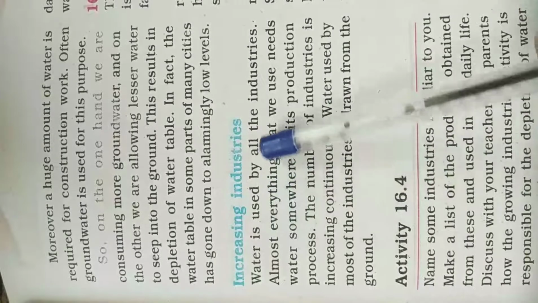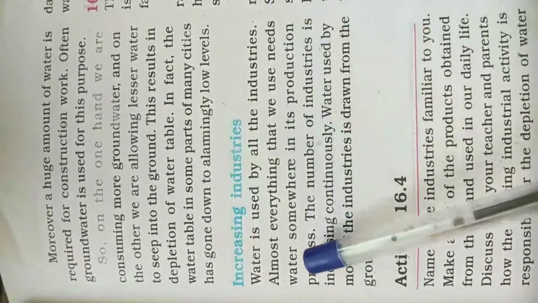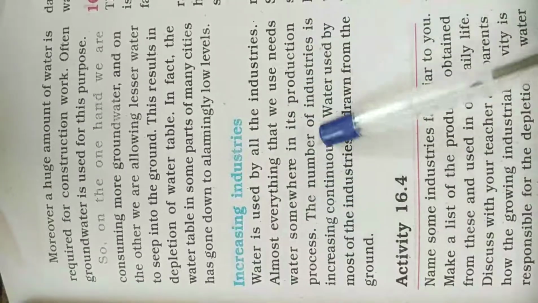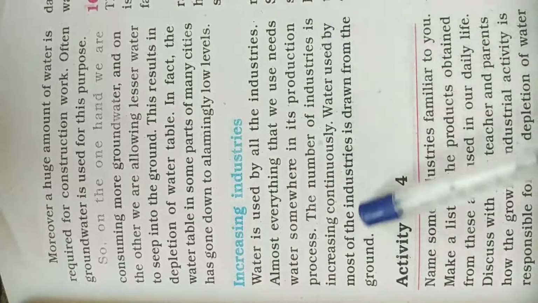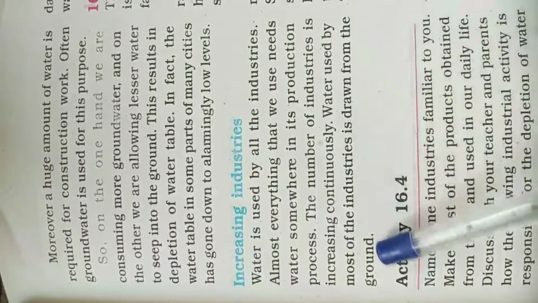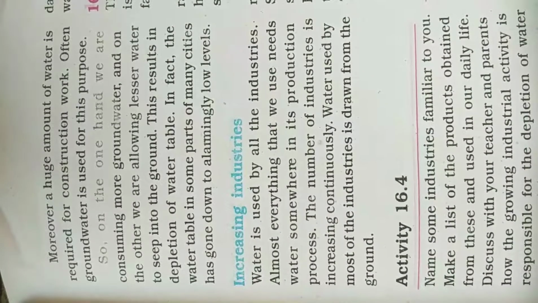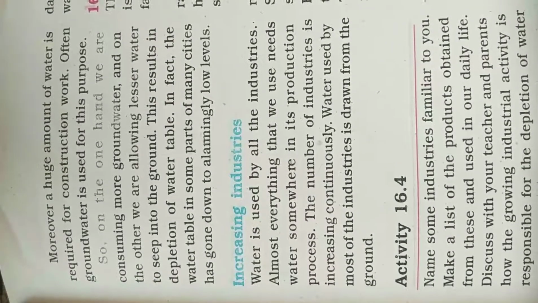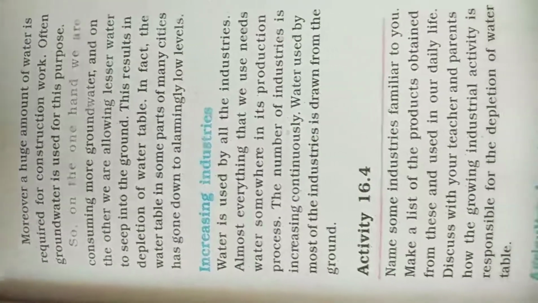Water is used by all the industries. Almost everything that we use needs water somewhere in its production process. The number of industries is increasing continuously. Water used by most of our industries is drawn from the ground. This also we discussed yesterday, that whatever water is used by the industries, they also use from the groundwater. Then by this also the level of the water table decreases.